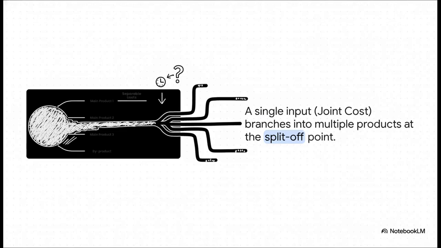And this visual right here, it's the perfect map of the problem. You see that single stream coming in on the left? Think of that as our one big pool of joint costs. Then, bam! It hits that critical split-off point and branches out into all these different products. Our whole job as accountants is to figure out how to fairly slice up that initial cost pool and assign a piece to every single one of those outgoing branches.